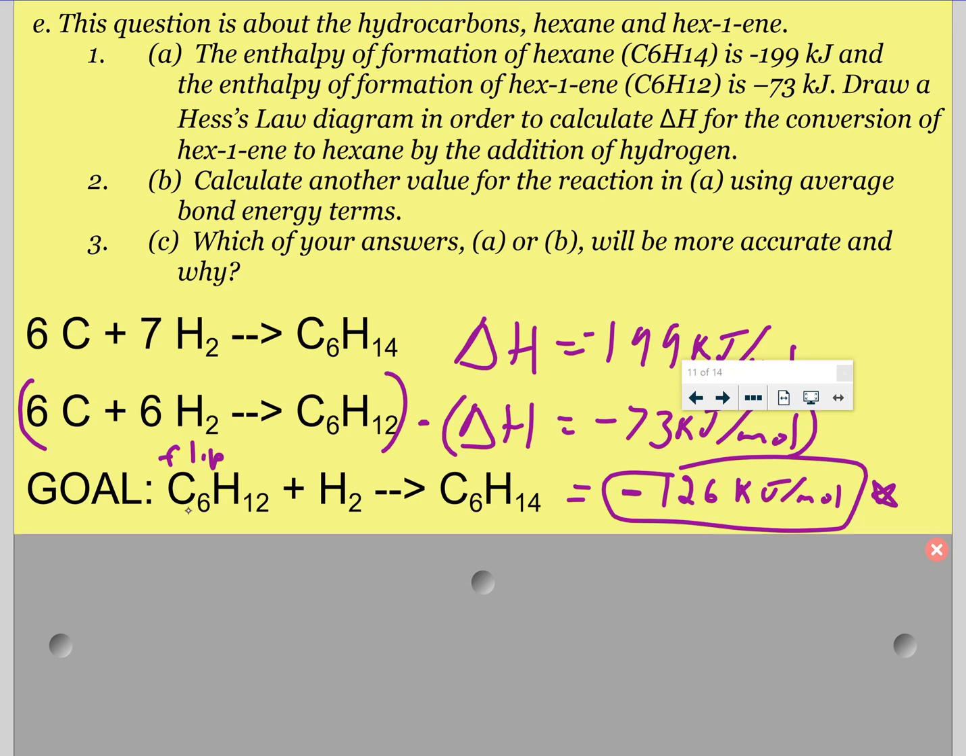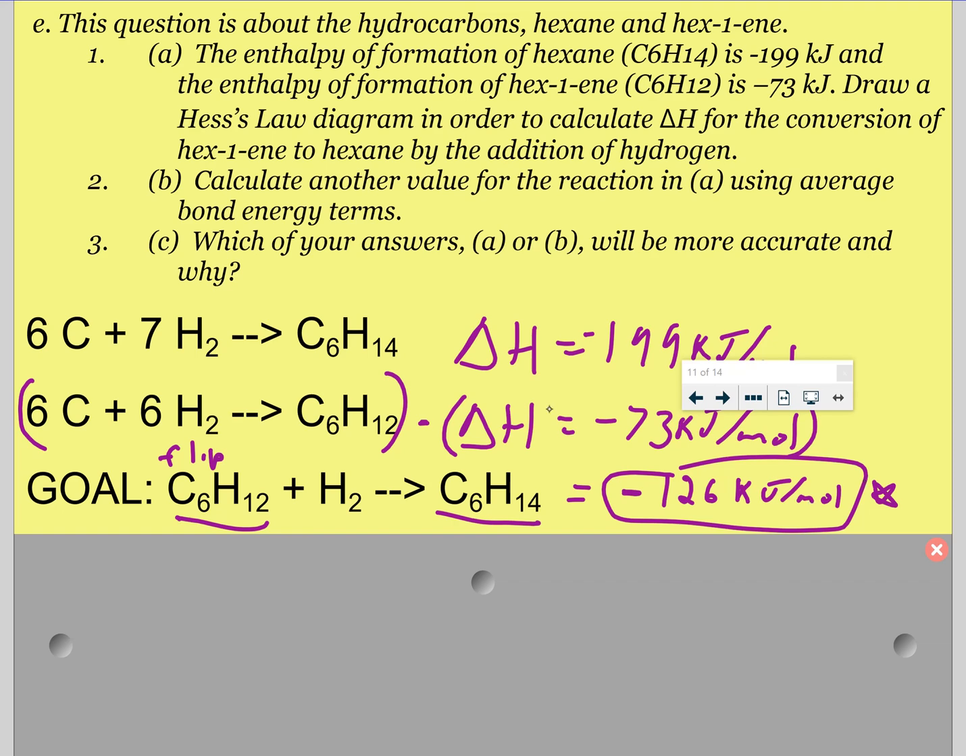So our goal equation is this one down here. We want to make the hexane from the hex-1-ene and hydrogen. So that's our goal. They gave us the heat of formation for hexane and hex-1-ene, so we're going to put those in. We balance them out. When we go to add these, we'll see that the second one needs flipped, which means the sign on this one gets flipped, and we add them together to get negative 126 kilojoules per mole.